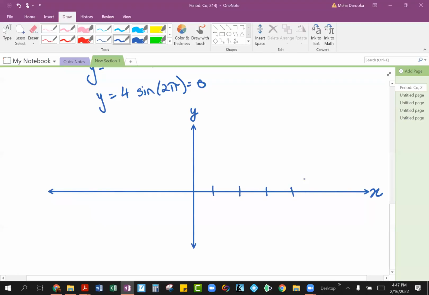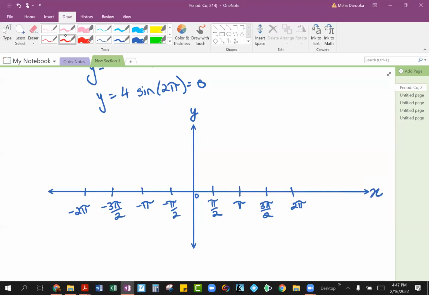Now remember, they wanted us to do 2 full periods. So you can either go on the positive side and do 5 more marks, or you can go on the negative side. Usually for 2 full periods, I go from -2 pi to +2 pi. So this would be negative pi halves, negative pi, -3 pi halves, -2 pi. So 0 in the middle, pi halves, pi, 3 pi halves, and 2 pi, and then negative pi halves, negative pi, -3 pi halves, and -2 pi.